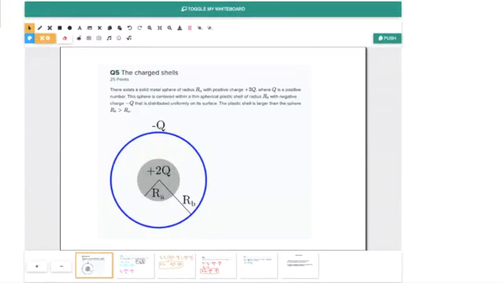There exists a solid metal sphere of radius RA with positive charge 2Q. This sphere is centered with a thin spherical plastic shell of radius RB with charge negative Q that is distributed uniformly on its surface. RB is greater than RA.